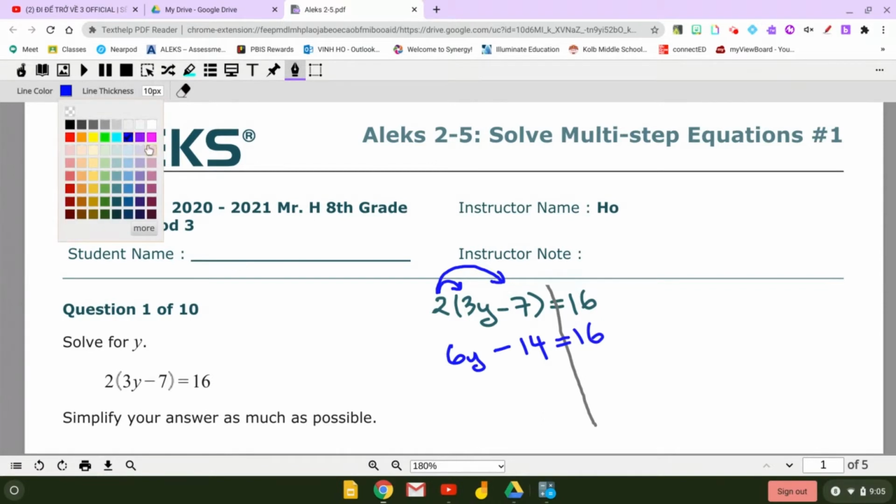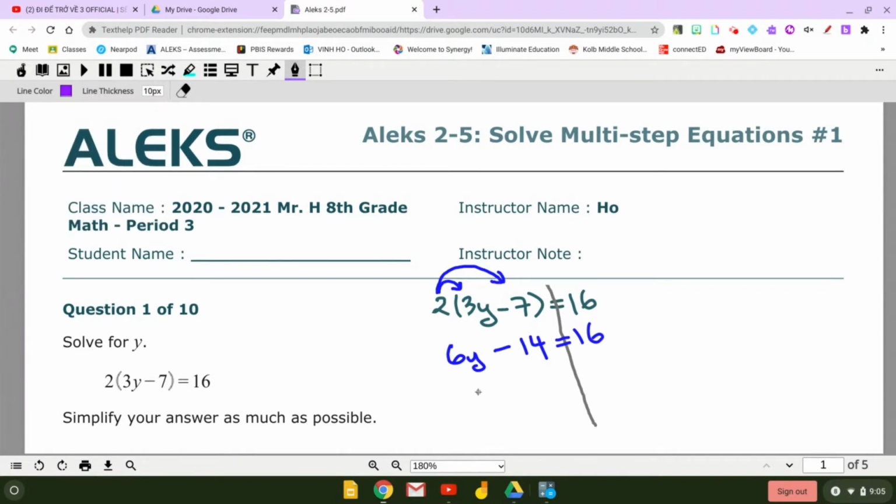All right. Then the next step, we're going to isolate the y. We're going to do PEMDAS in reverse. So we're going to go backward from the bottom up. So add and subtract first. So in this case, we have the negative 14. We want y by itself. So you're going to move 14 by adding 14 on both sides.